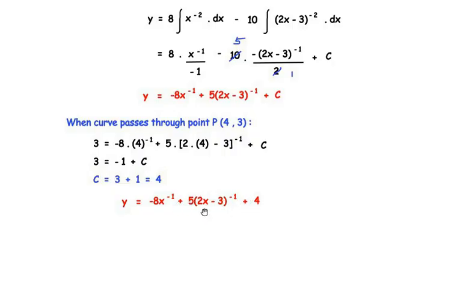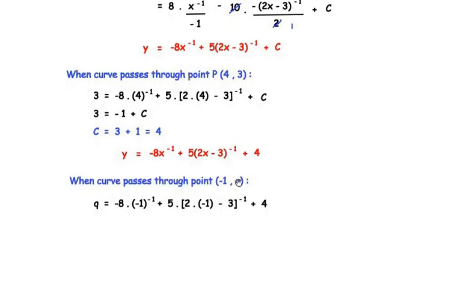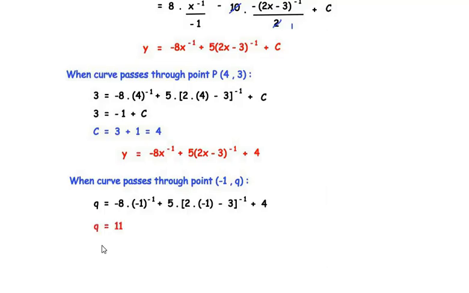Now once we have got this, let us find out the value of q when the curve passes through the point (minus 1, q). So here, in place of y we are going to write q is equal to negative 8 times x is negative 1 to the power of negative 1 plus 5 times (2 times negative 1 minus 3) to the power of negative 1 plus 4. So let us see what value this gives us. So this is going to give us the value of q as 11. So this is going to be our answer.